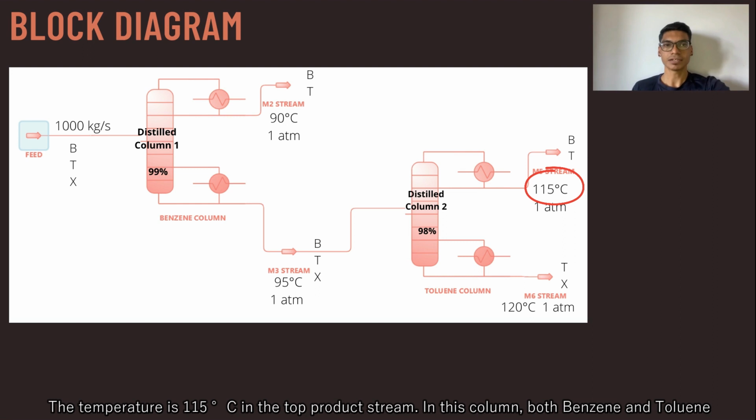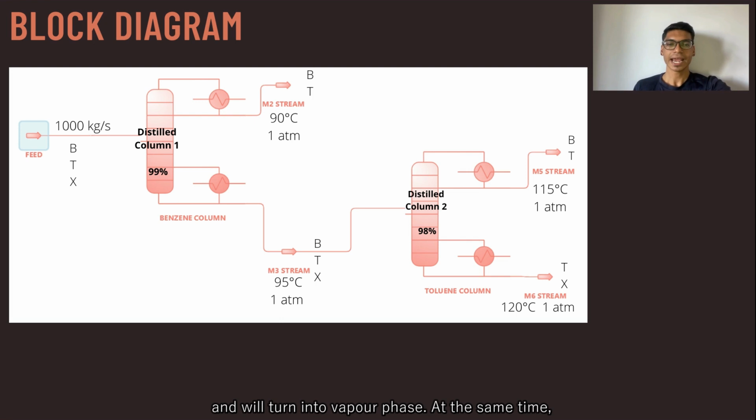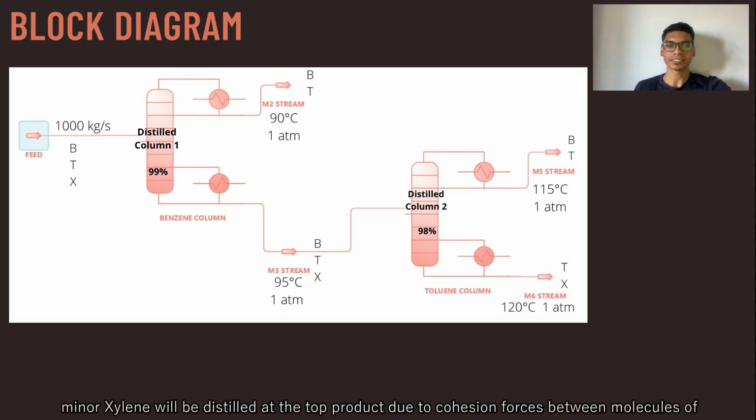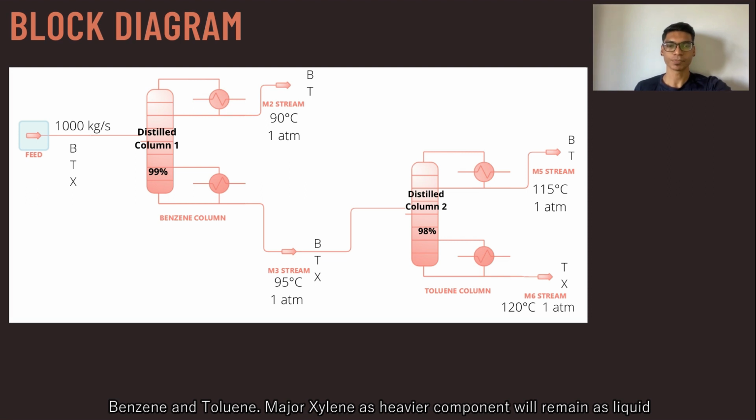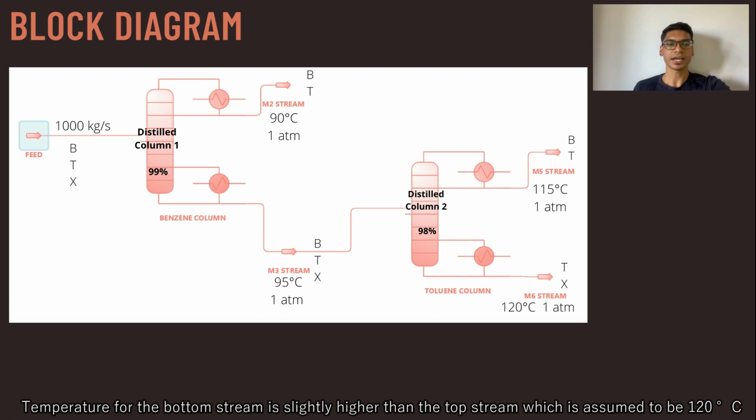The temperature is 115 degrees Celsius in the top product stream. In this column, both benzene and toluene will be the top product M5 since their boiling points are lower than the fixed temperature and will turn into vapor phase. At the same time, minor xylene will be distilled at the top product due to cohesion forces between molecules of benzene and toluene. Major xylene, as the heavier component, will remain as liquid at the bottom as xylene has a higher boiling point than the column, which is 139 degrees Celsius. The temperature for the bottom stream is slightly higher than the top stream, which is assumed to be 120 degrees Celsius.